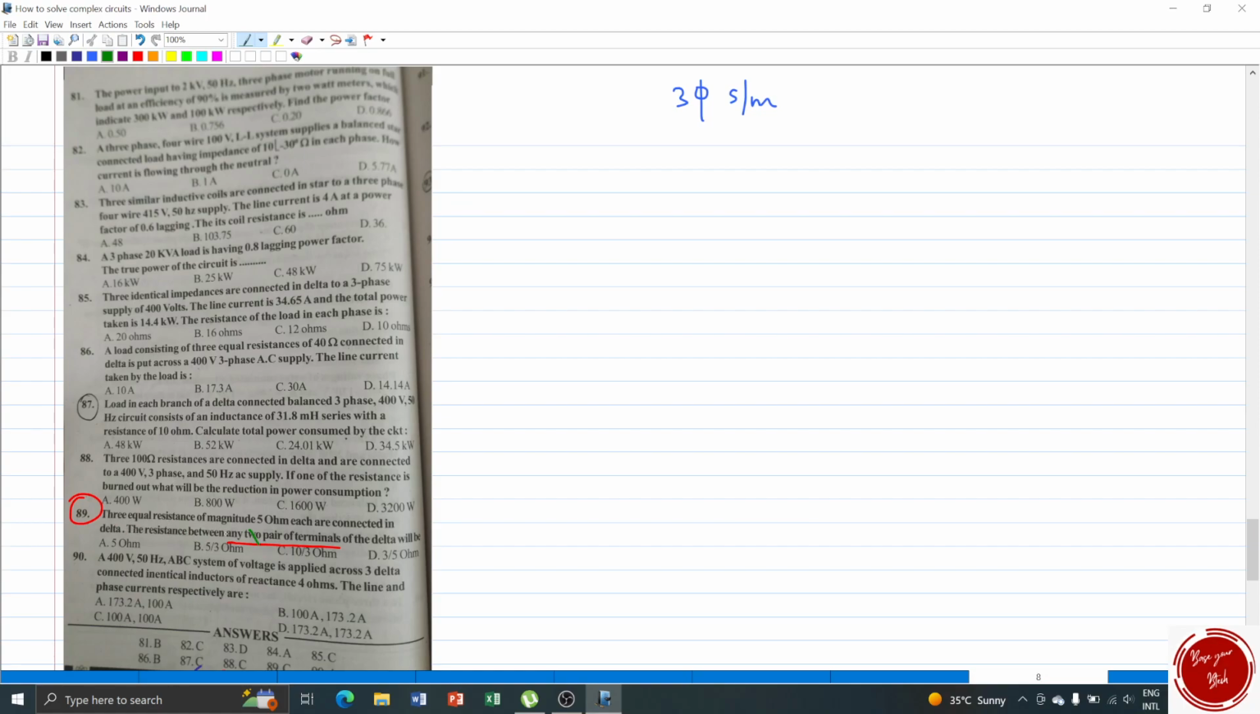Three equal resistance of magnitude 5 ohm each are connected in delta. The resistance between any pair of terminals of delta will be. So 5 ohm is connected in delta manner. Resistance between any pair of terminals. So there are three terminals. Let's choose one among them, one pair. Okay, so I'm choosing this one. This is a pair. So when look from this side, what is the net resistance? They are asking. Okay, so no need of this branch.